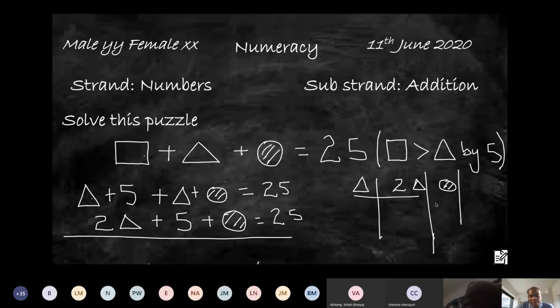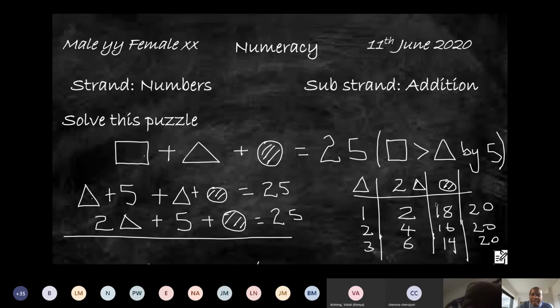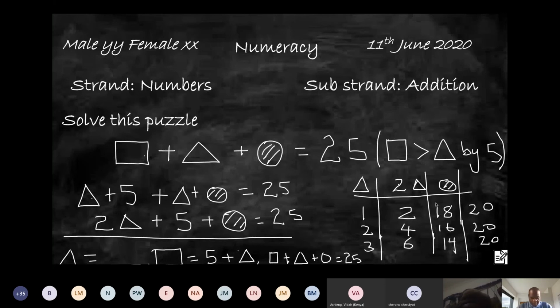If that is 20, I can make a table, and in this table I say if a triangle is 1, then 2 triangles will be 2, and the circle will be 18, and we'll have 20. So the triangles can take different numbers, and for that I get the answer for the triangle, the answer for the square, and the answer for the circle. You can see people are giving different answers, and all the answers are correct because it depends on what value the triangle takes. So if the triangle is 1, then we have 2, then the circle will be 18. We can continue adding all that, and we can get multiple answers from this simple question.